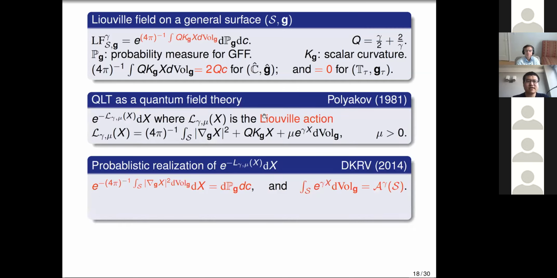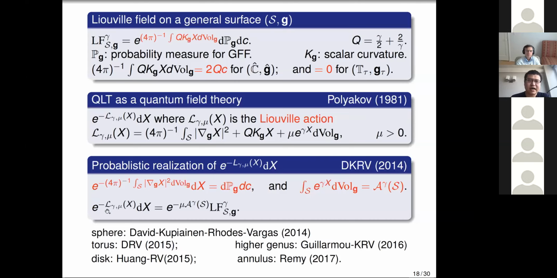So in physics, the quantum Liouville theory was defined as a quantum field theory with this so-called Liouville action. So the way we define the Liouville field is just the probabilistic realization of this path integral formulation. Here, the correspondence is that this product measure corresponds to this term, and this volume corresponds to this total area measure of this Gaussian multiplicative chaos. And then this Liouville action is simply given by this reweighting of this Liouville measure.